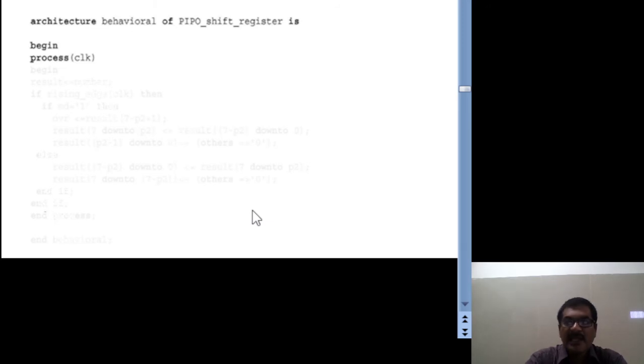Okay, then process begin. As per syntax I am following process begin, then result equal to number. In the result actually the output, number is the input. From the number input I loaded the result with the value of the number.